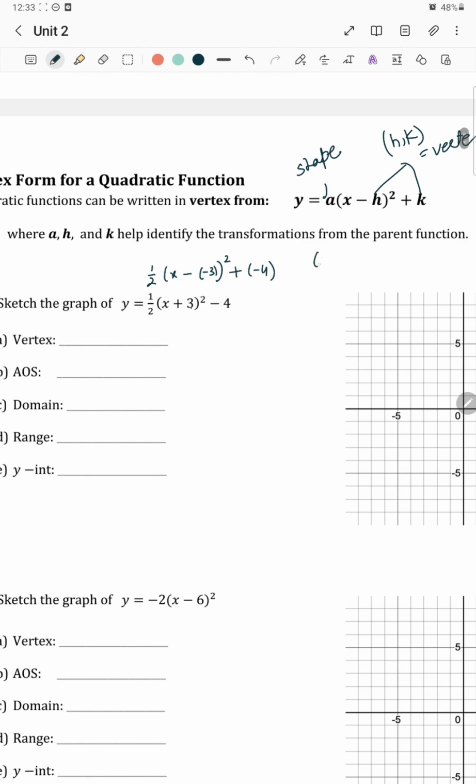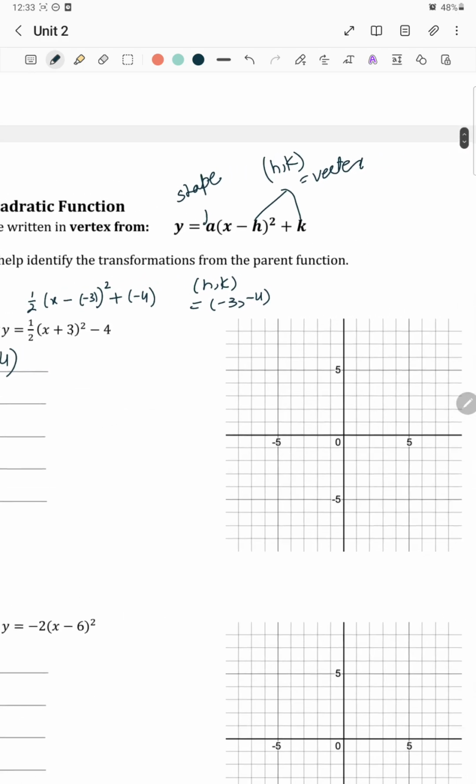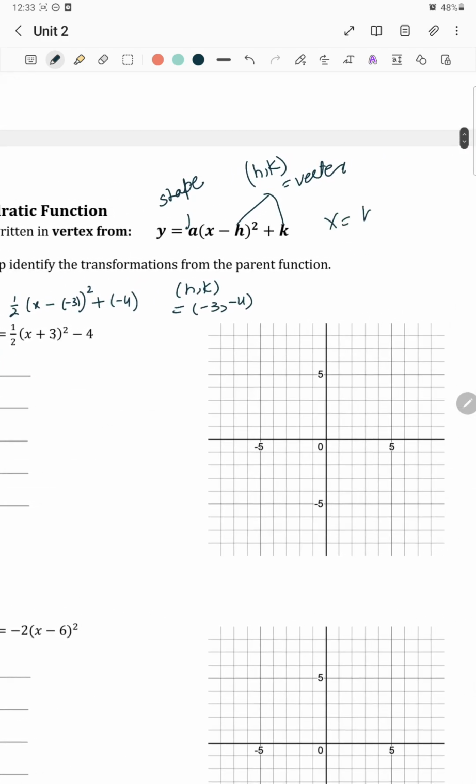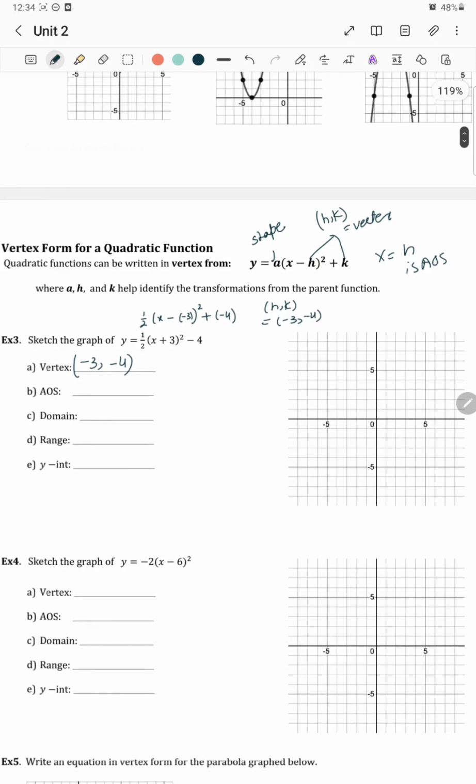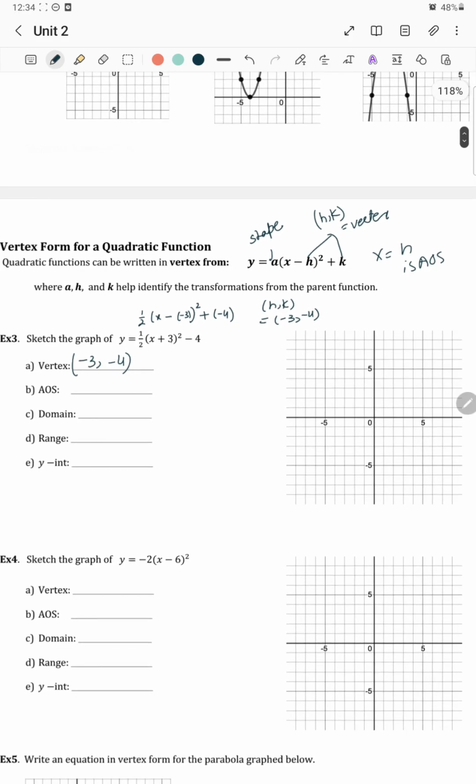So now h and k would be equal to minus 3 and minus 4. So what is the vertex? Minus 3, minus 4. So x equals h is the AOS. So what is x? x is equal to h. So what is h? It is minus 3. So what is the domain? The graph is going to go from, and the range and y-intercept.